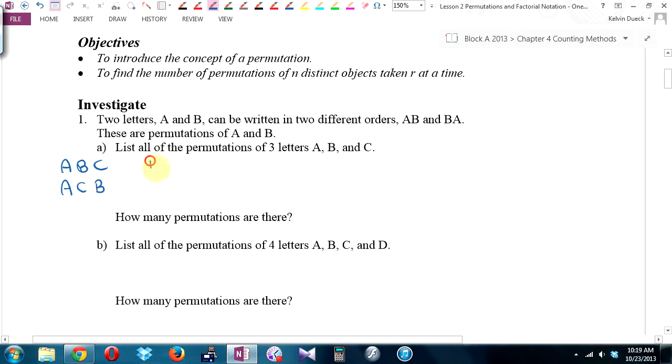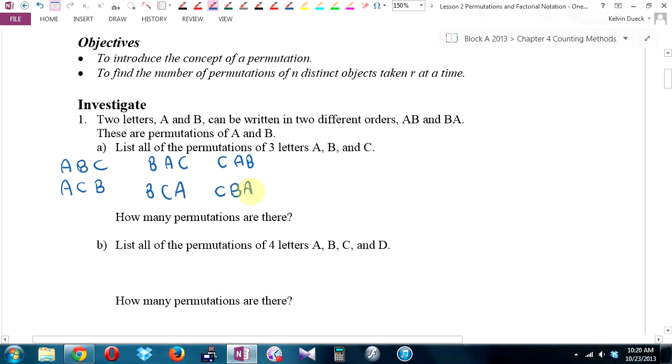So I could have a B in front and then go alphabetical, or I could have a B in front and then mix those up. It's worth going organized so you don't miss anything. What other letter could I put in front? And then go alphabetical, or the C in front and mix them up. Because I was organized and systematic, I think I've got them all.